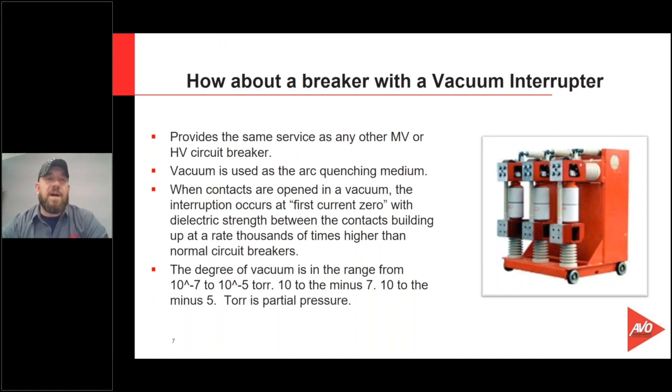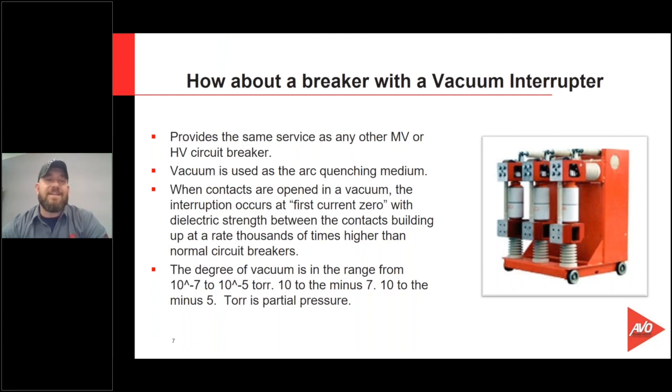But either way, when the contacts are open in a vacuum, the interruption occurs at first current zero. I'm going to circle back on that one a little bit in just a second, but with dielectric strength between the contacts building up at a rate thousands of times higher than a normal circuit breaker. Okay, so that interruption at first current zero means that the interrupter bottle is going to interrupt the current at that first current zero.